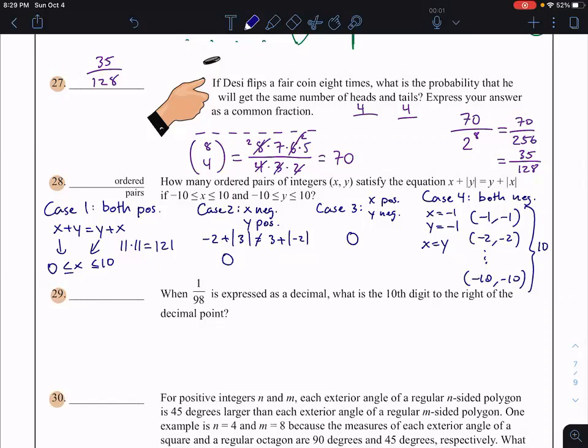So now we just add everything up. Well, there's not much to add, but 121 plus 10 gives us our answer of 131.